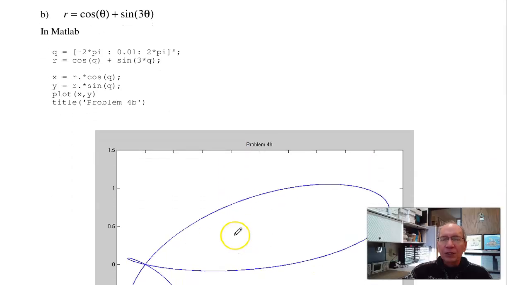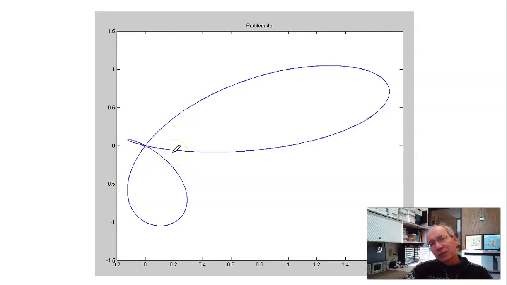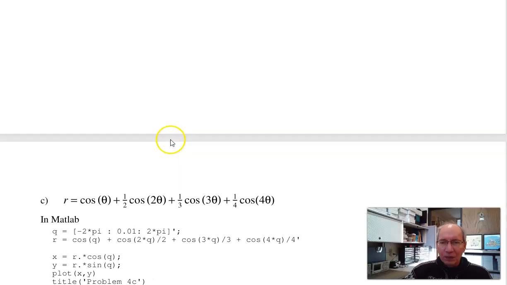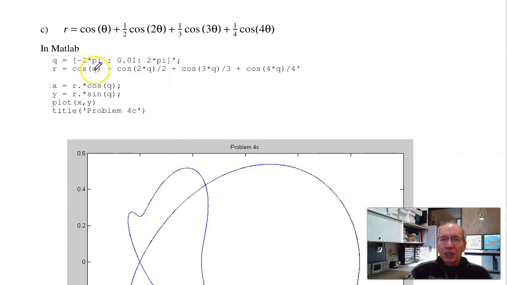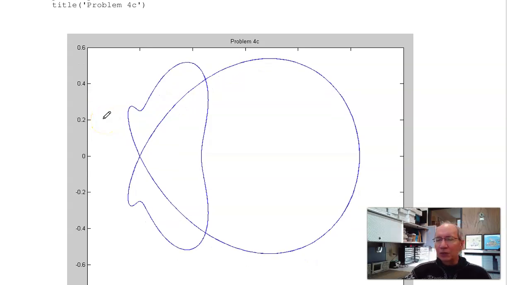Give it a different function, like cosine theta plus sine of 3 theta. Here's theta, here's r. Find the x value, find the y value, plot x versus y. I get the letter j that's flipped. Or this function, cosine theta plus cosine 2 theta over 2 plus cosine 3 theta over 3 plus cosine 4 theta over 4, semicolon. Pull out the x value, pull out the y value, plot them, and I get this shape. Kind of looks like a clown nose. I'm not sure what else that would be.